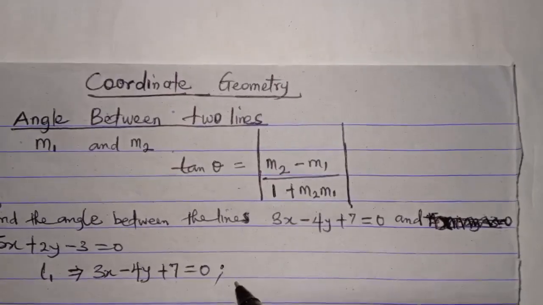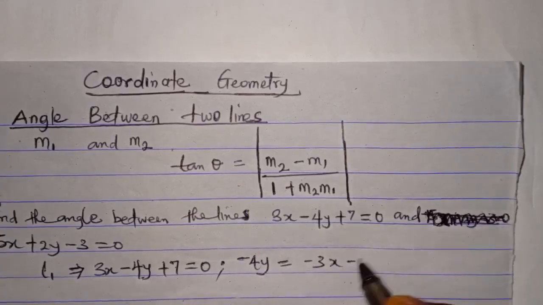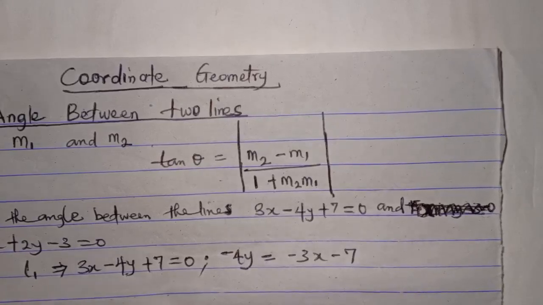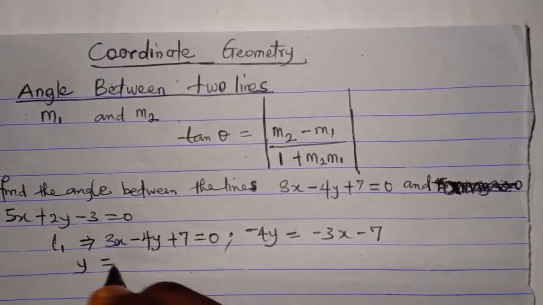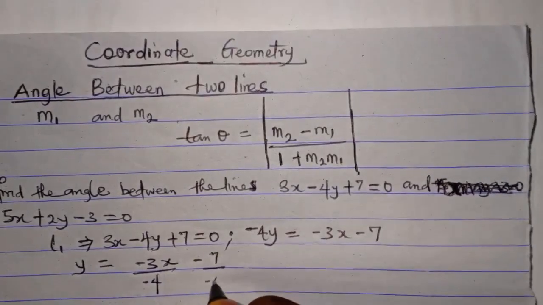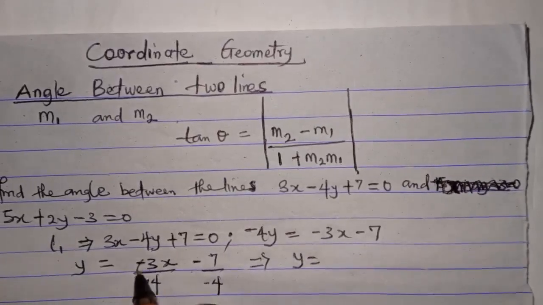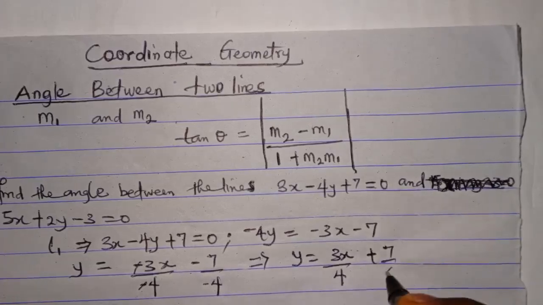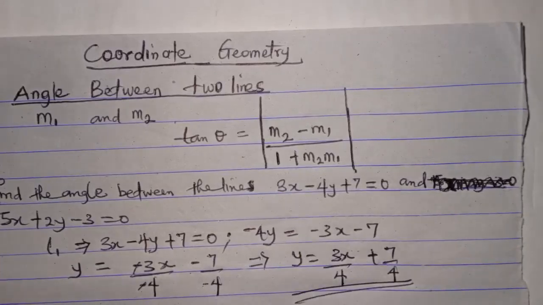Now, making y the subject of the formula, 3x and 7 we have to cross. So we have minus 4y equal to minus 3x minus 7. We now divide both sides by minus 4. So we'll have y equal to minus 3x over minus 4 minus 7 all over minus 4, which will produce y equal to 3x over 4 plus 7 all over 4. This is the gradient-intercept form of this equation.